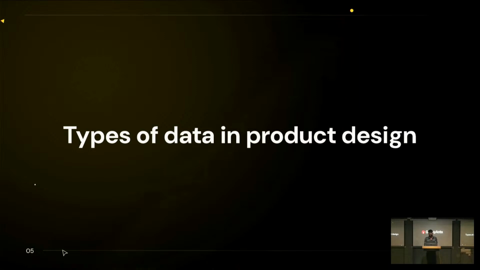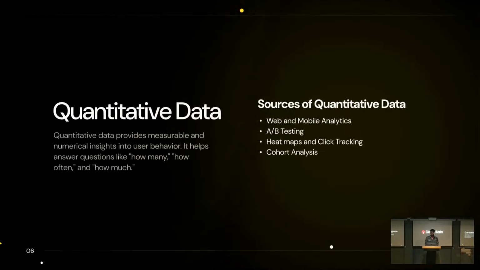Let's understand the types of data in product design. Basically, there are two types: quantitative data and qualitative data. Quantitative data is defined as the name suggests. It's about numbers. It defines how much, how many, and how often. These give you measurable insights into user behavior. There are multiple ways you can capture quantitative data. Let's discuss a few.